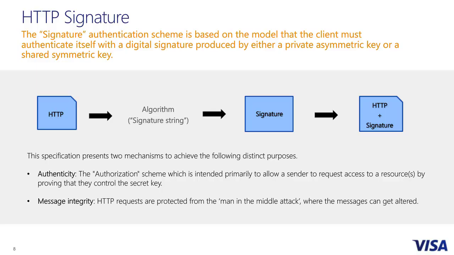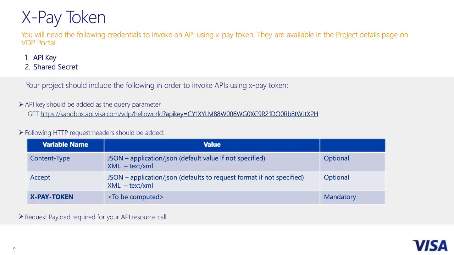Now, XPay token is a form of HTTP signature, and to be able to use an API which uses XPay token authentication, you need two particular things. One is the API key, and the second is shared secret. You can obtain both of these things on the VDP platform when you create a project which uses this form of authentication.